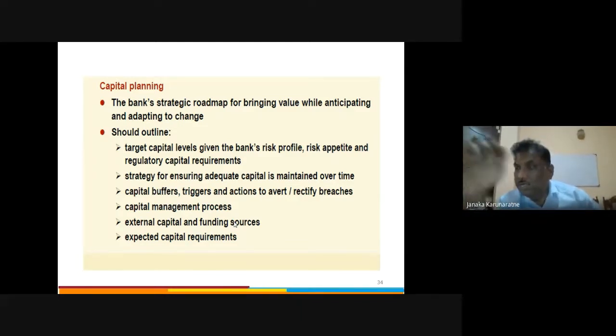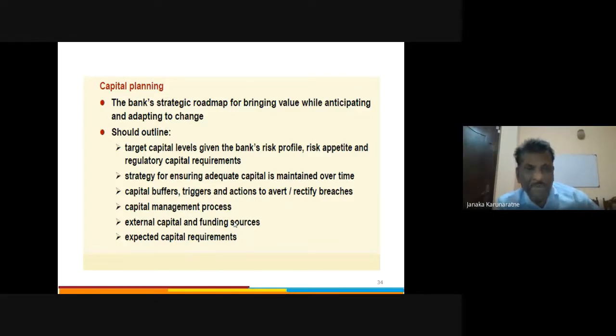Let's say the regulator says 10%. I am targeting 12% always. Let's say my level is 14% now. My target is, anyway, I don't want to allow it to come below 12%. So you must have a strategy, some benchmark level. To do that, you must have capital buffers and triggers and actions to avoid any breaches. Suddenly, when you see your capital is falling, you must take appropriate action.